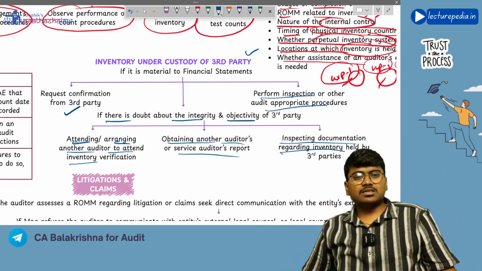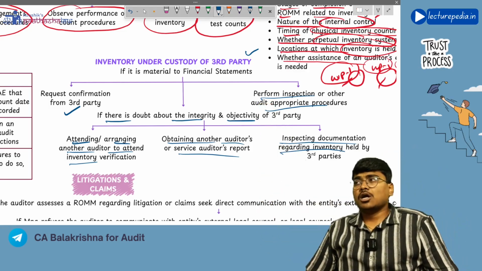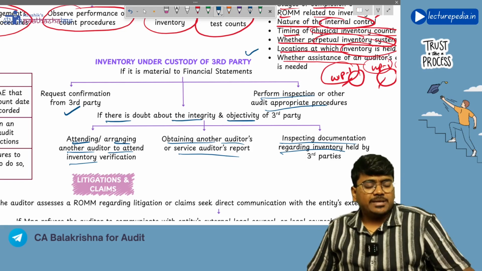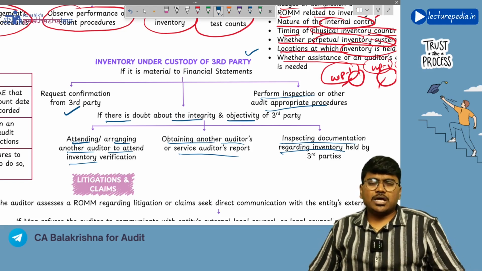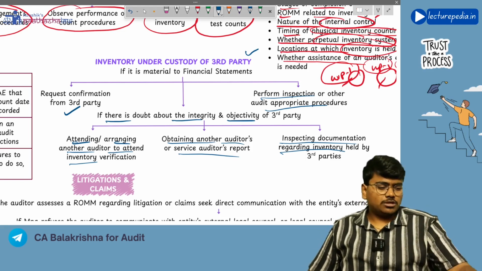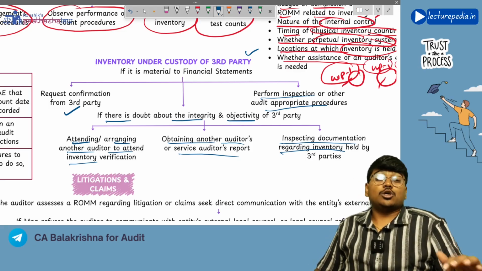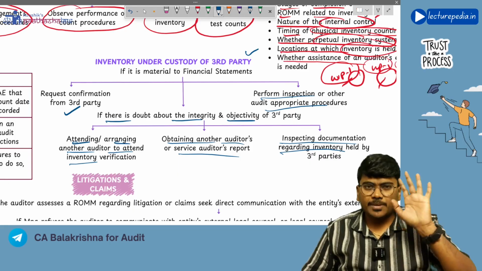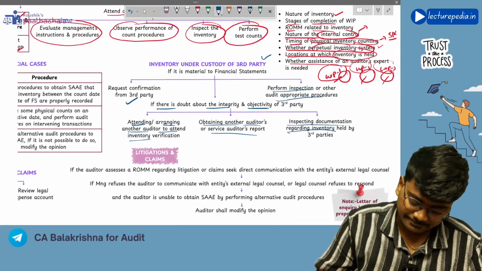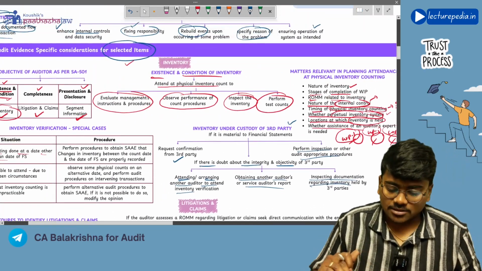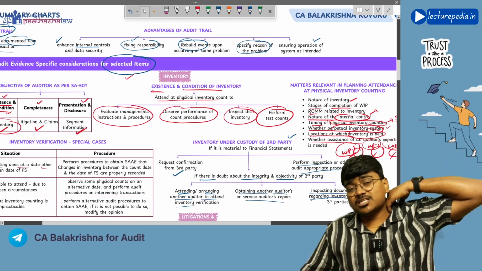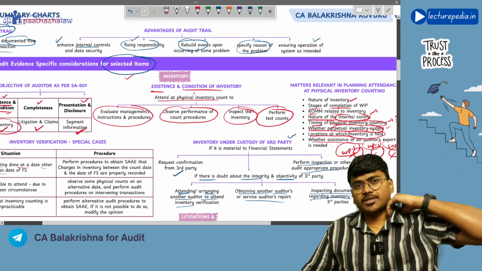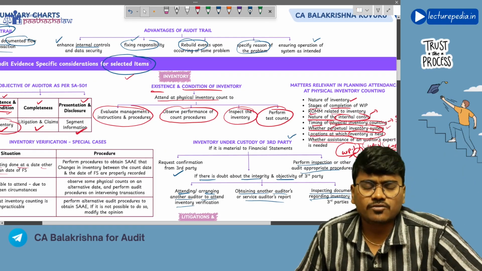When you have sent the inventory to the third party on a sale or return basis, you might have some documentation that you have kept, or for consignment there will be consignment documents. So you verify those consignment documents to get evidence that inventory is lying with the third party. Got it? Yes. Next, these are the procedures that you will perform with respect to existence and condition of inventory.